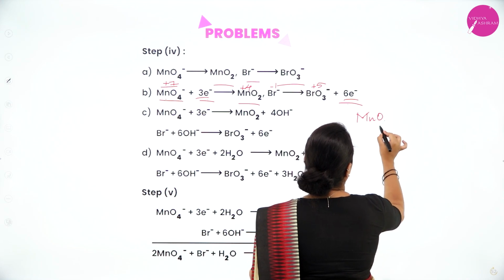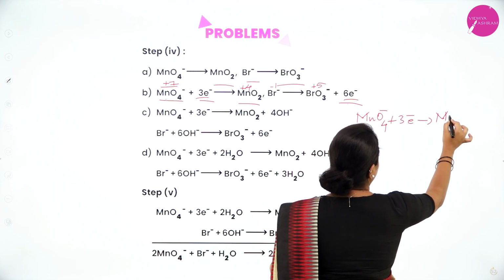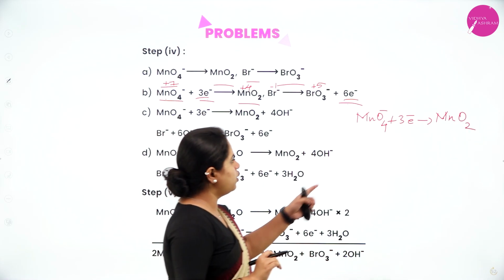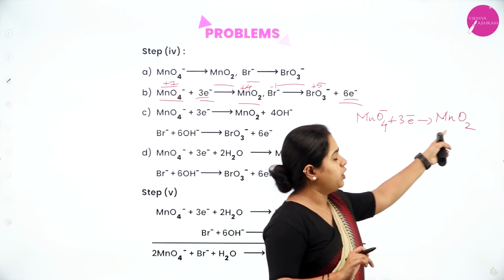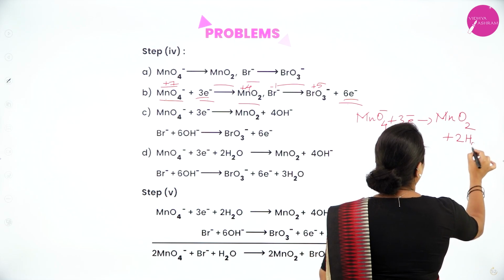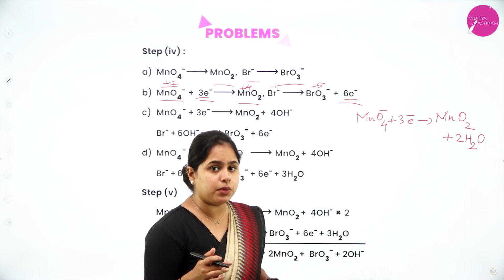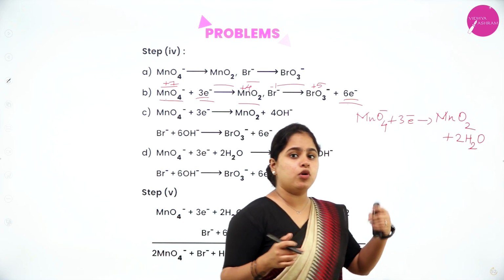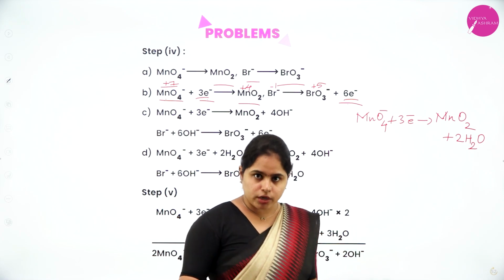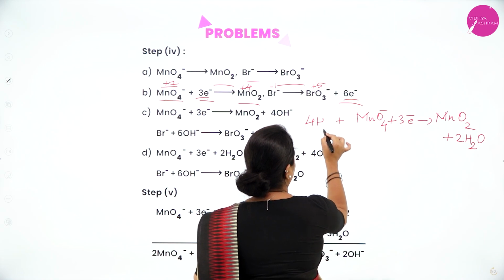That is MnO4 minus plus 3 electrons gives MnO2. Right, so this is the reduction half reaction. You have 4 atoms of oxygen here and 2 atoms of oxygen here. To balance that, we are going to add 2 molecules of water here. In basic medium, the required number of hydrogen atoms we add in the form of water molecules itself. So 2 into 2 is 4, so I am going to add 4H2O here.